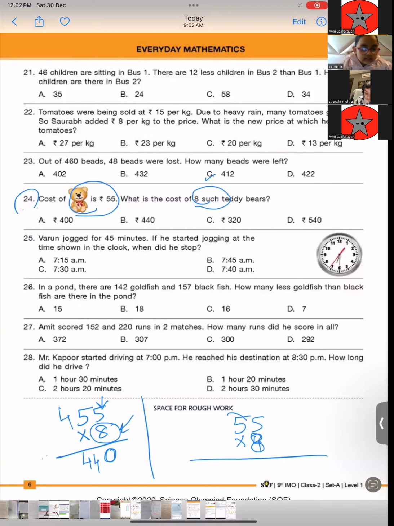In a pond, there are 142 goldfish and 157 blackfish. How many less goldfish than blackfish are there? Very easy. How much are you going to add to 142 to make 157? 15. 8 plus 7. Very good. Fantastic. Okay. Good speed. 15.